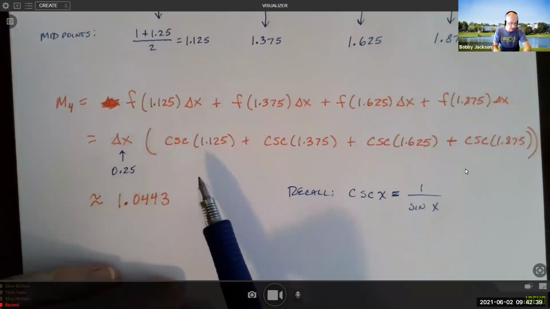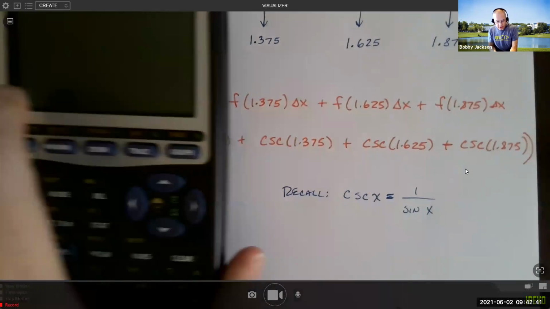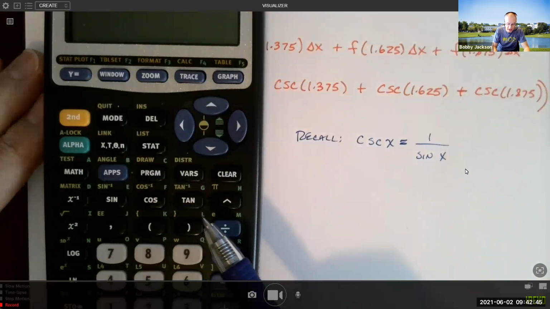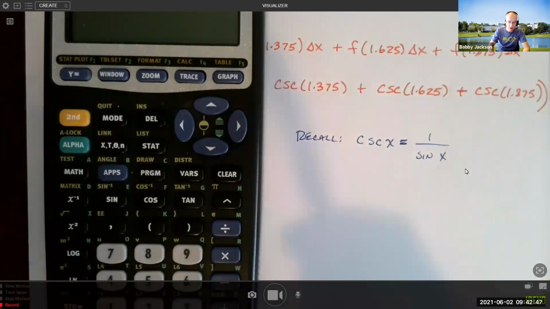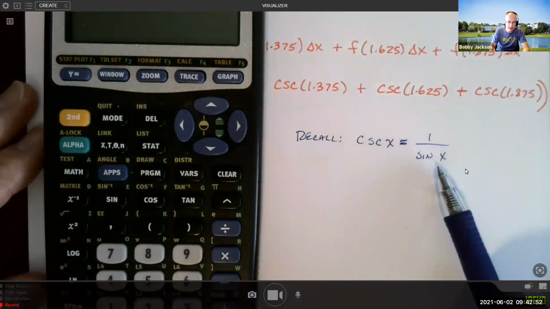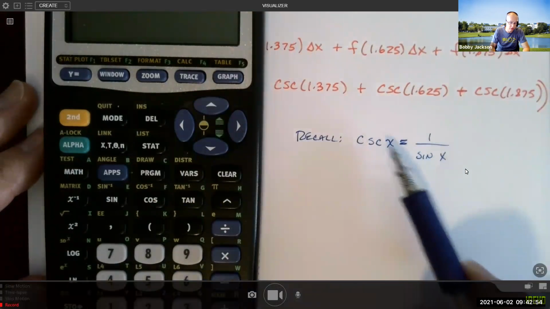Now, I don't have a cosecant button on my calculator. I only have sine, cosine, and tangent. Does that mean I cannot do this problem? No. We recall that the cosecant of x is equal to 1 divided by sine of x. That's the reciprocal relationship between those two functions.